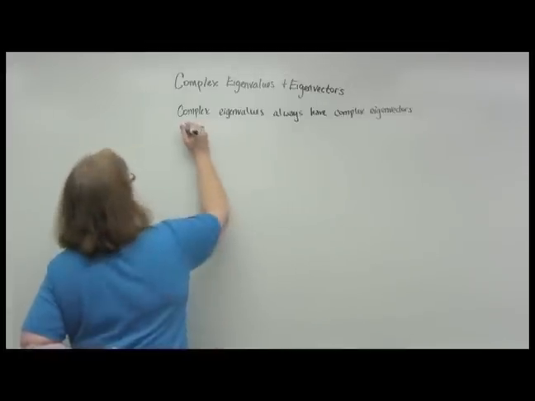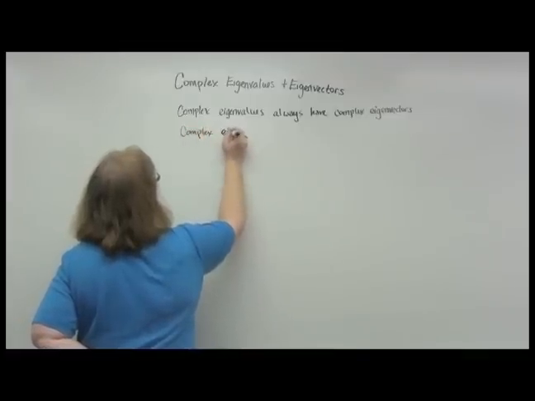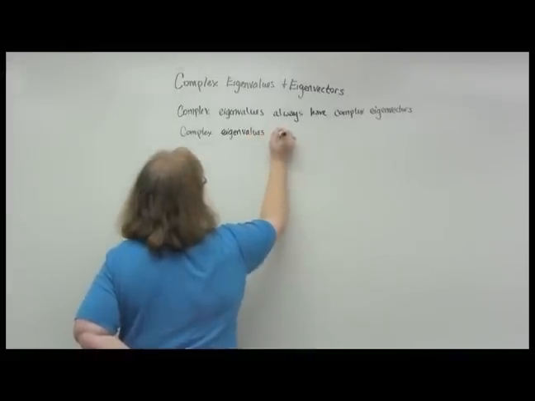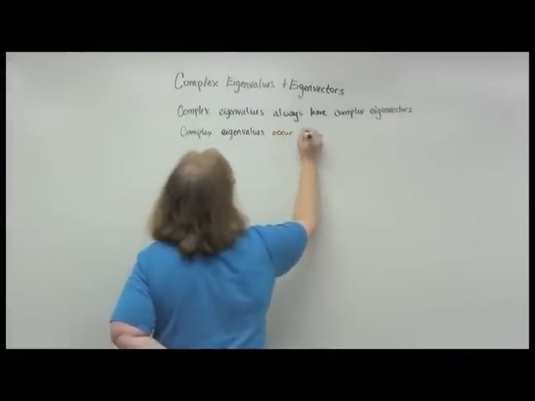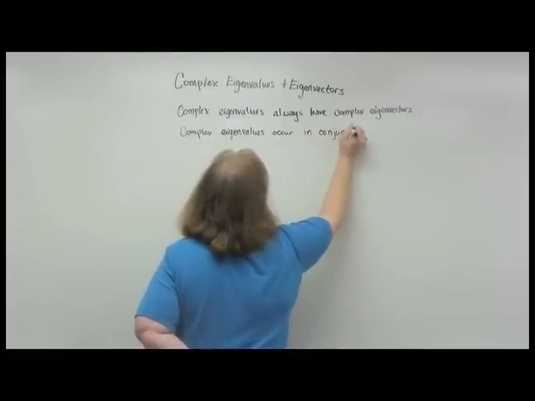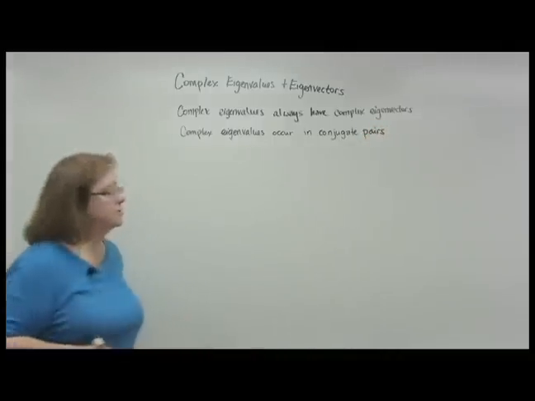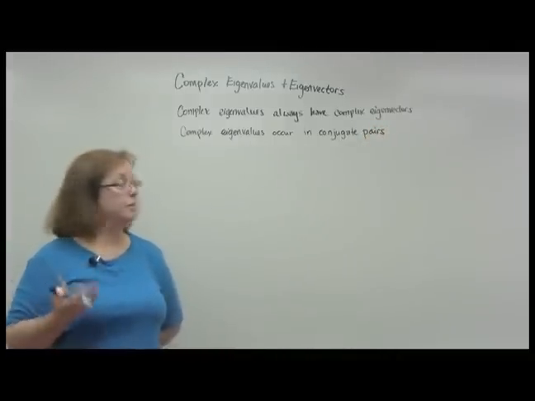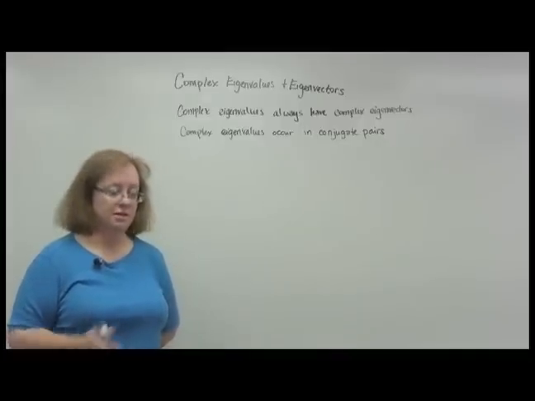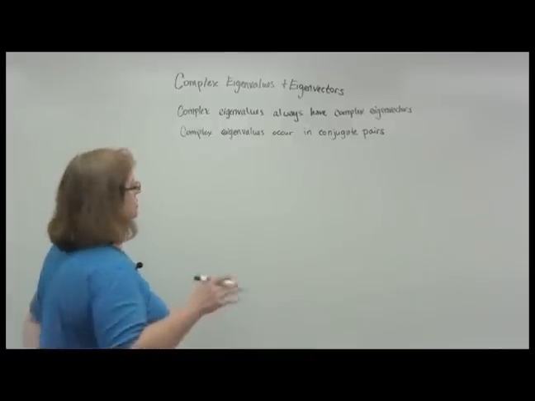complex eigenvalues occur in conjugate pairs. We also talked about the fact that when we have complex eigenvectors, they are also complex conjugates. I'll show you what I mean with a few examples in a minute. Let me remind you of some other things that we've already learned.